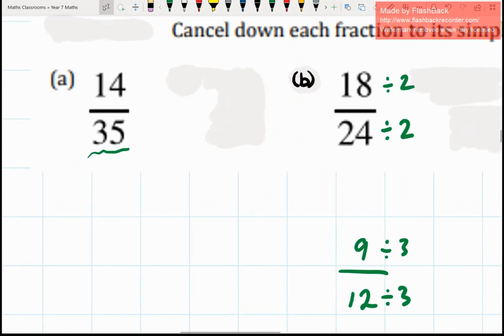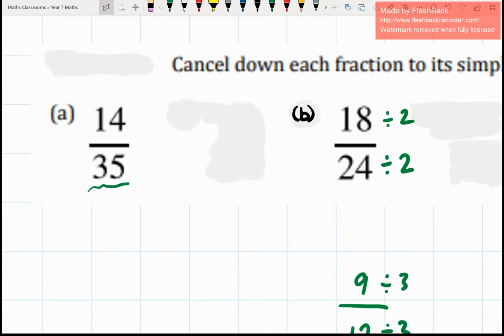what are they going to be divisible by? So can we divide 35 by 2? And the answer is no. Can we divide 35 by 3? And the answer is no. So what about 4 or 5? So we're getting to the point now where not much goes into 35 if we think about it. But 7 does go in.